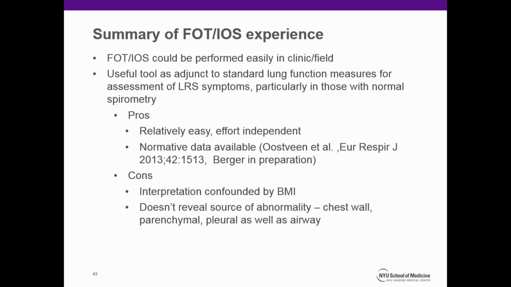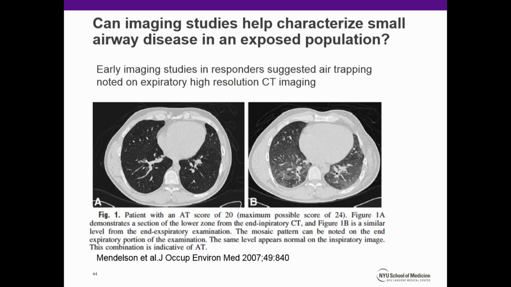It's relatively easy, it's effort independent. There are normative data available by Oostveen, and we're about to publish ours as well. However, the interpretation is confounded by BMI, and it doesn't reveal the source of abnormality, whether that abnormality is in the chest wall, parenchyma, pleura, or even the airway.